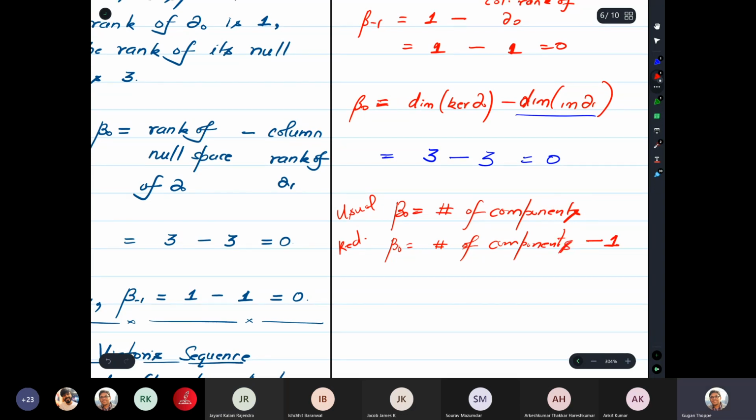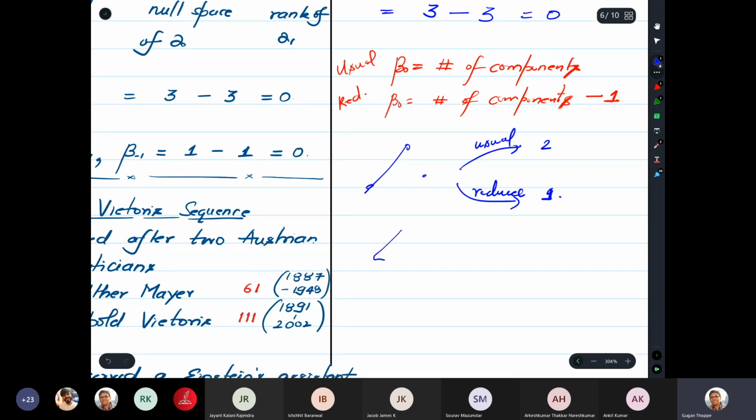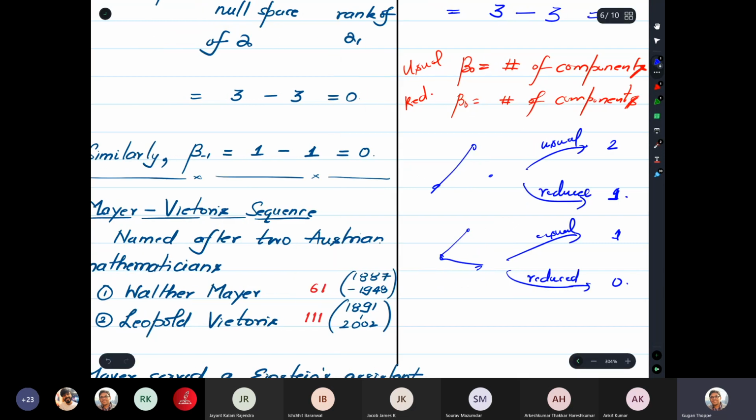minus 1, right. So for example, if you are given a simplicial complex like this, in the usual homology case, if you look at Betti 0, it would be 2, whereas in the reduced case this would be 1, right. Whereas if you looked at something like this, then in the usual case this will be 1, whereas in the reduced case this will be 0. Is this okay? So let me pause here for a second or two. If you have any questions, please feel free to ask them.